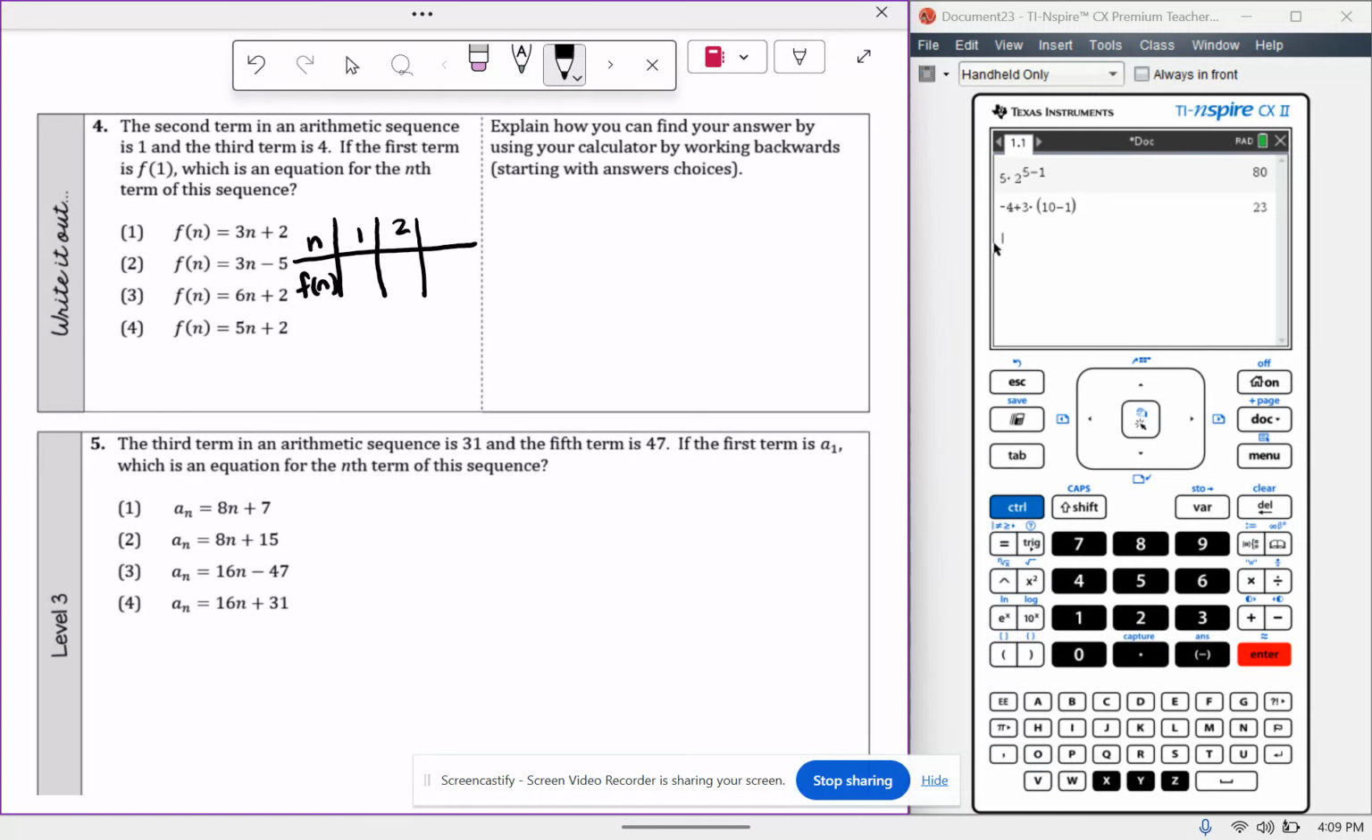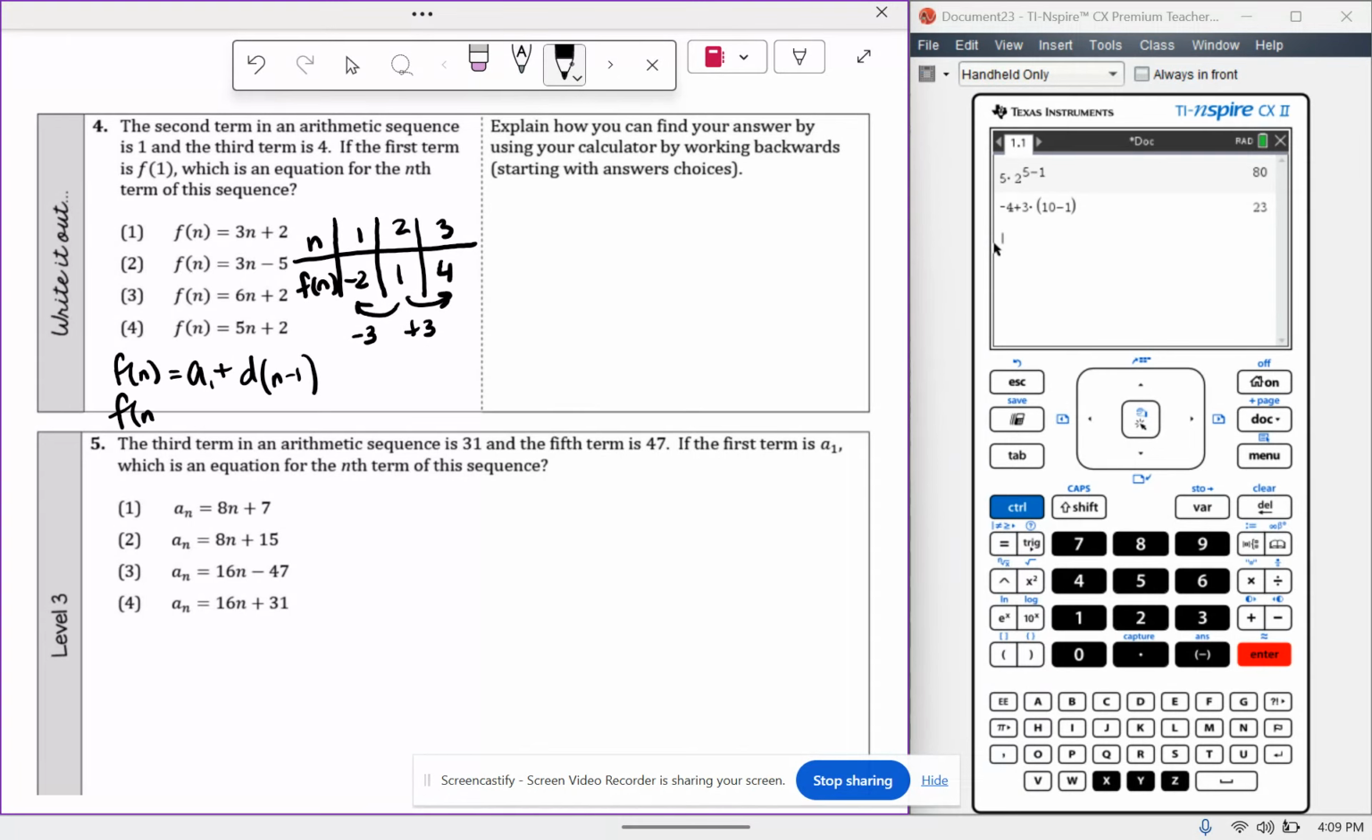The second term is 1, and the third term is 4. The common difference, how do I get from 1 to 4? I add 3. So how do I work backwards? I'm going to subtract 3. So my first term here is going to be negative 2. So if I'm substituting this into the formula, I get a sub 1 plus d times n minus 1.